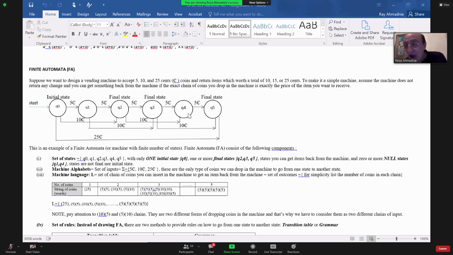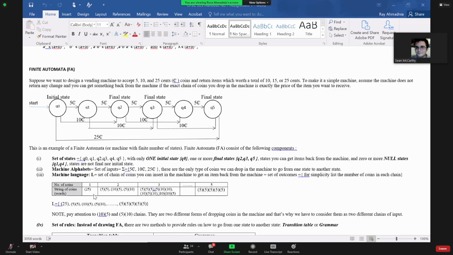Now I want to list the words of the language of this machine. What is the easiest way to do it? The easiest way is to list the words by their length, by the number of coins. For example, if I drop 1 coin, I can go from initial to final here. And that coin is 25 cents.